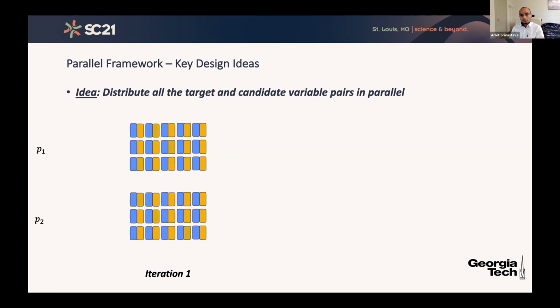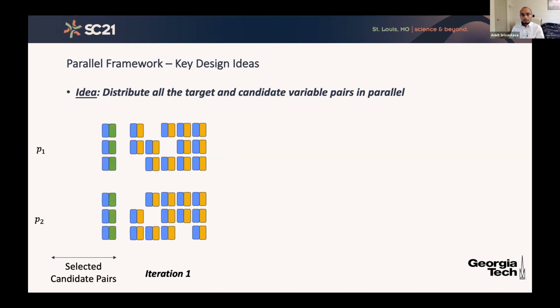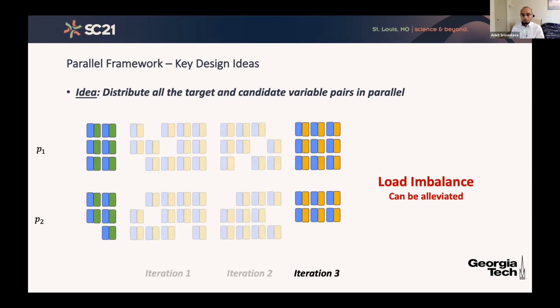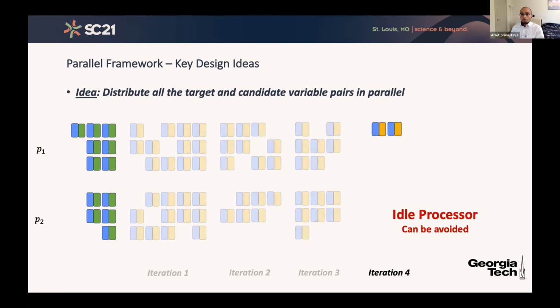And now iteratively, in the first iteration, we pick the candidate pairs, move to the second iteration, again pick some candidate pairs. But now the load imbalance that appears again can be alleviated by moving pairs across processors, because we have all the information to learn them independently. And we can also avoid idle processors by moving pairs around.